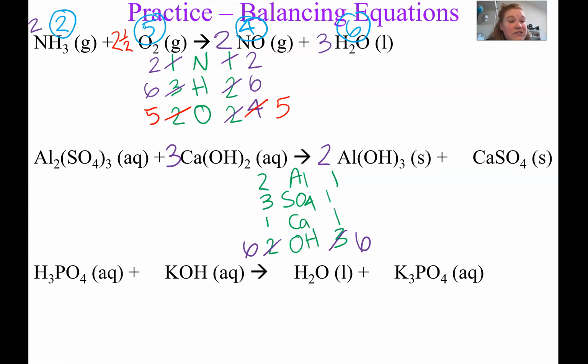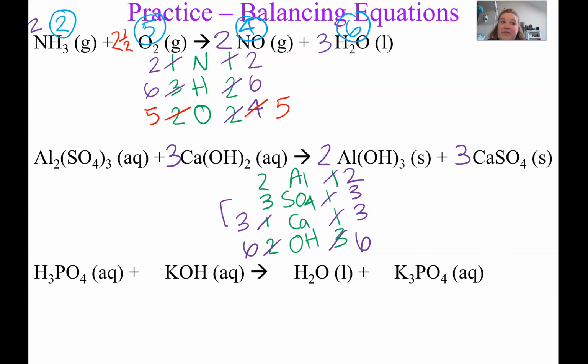I do need to adjust my other atoms. So on that left hand side, I now have 3 calciums, and on the right hand side I now have 2 aluminums. So my hydroxides are balanced, my aluminums are balanced, but now I need to look at my calciums and my sulfates. But look at what we have. On the left-hand side, we have 3 of each of those. So all I need to do is put a 3 right there. And now my calciums and my sulfates are balanced.